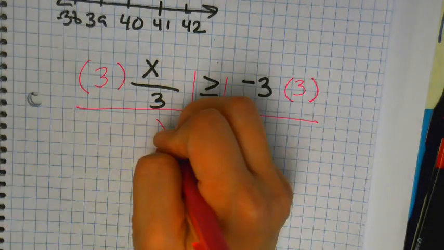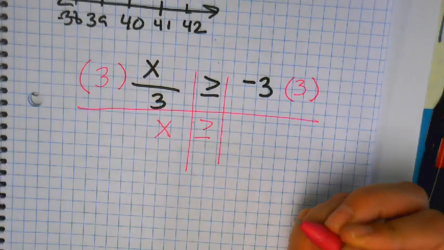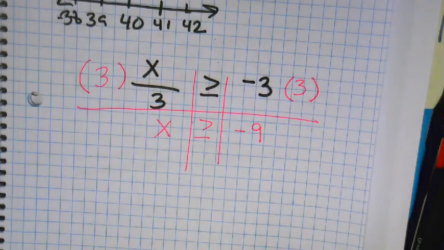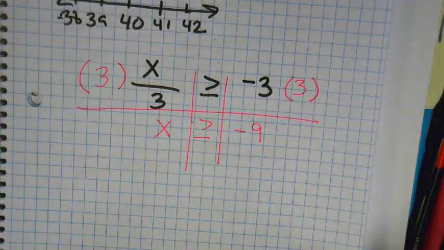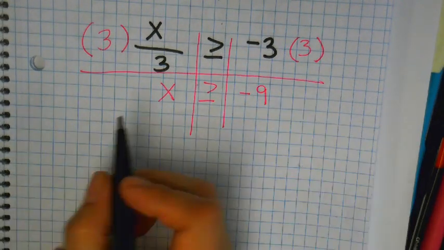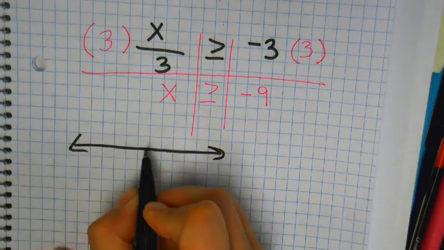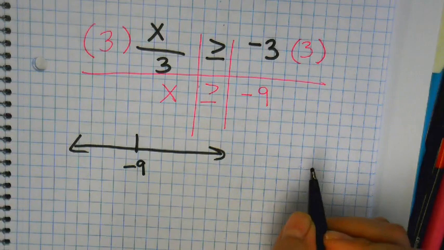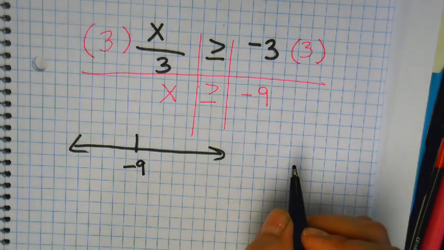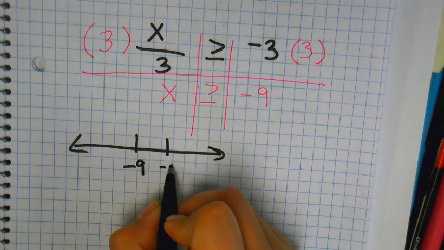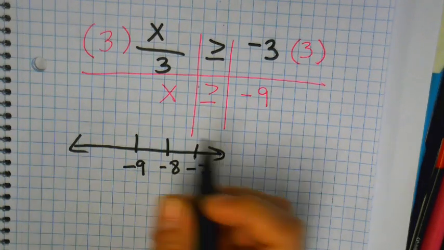So x is greater than or equal to negative 9. Graph it. That's on your test today. Graphing it. Do you know how to put the number in the middle? 2 numbers below, 2 numbers above. Be careful because it's negative and a lot of kids have a hard time with this. 2 numbers below and 2 numbers above.